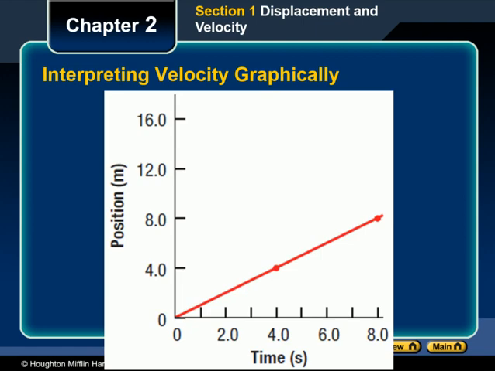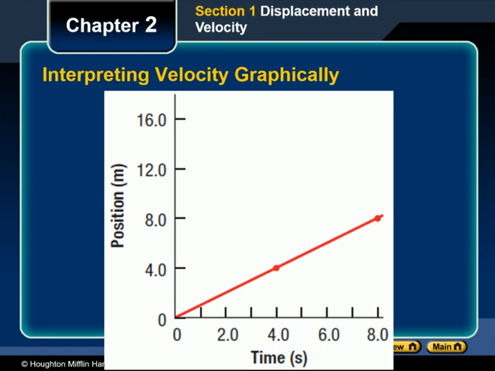The velocity of an object can be determined if the object's position is known at specific times along its path. One way to determine this is to make a graph of the motion. The figure on the screen here represents such a graph. Notice that time is plotted on the horizontal axis and position is plotted on the vertical axis.